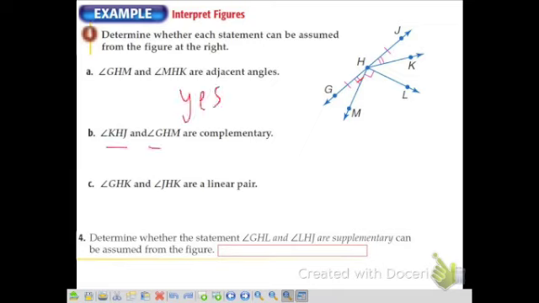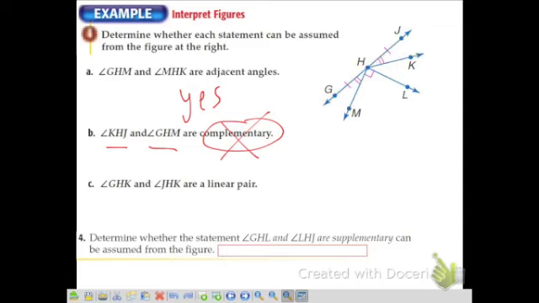For KHJ and GHM, so we look on our picture where those are, K to H to J, G, H, M, it asks if they are complementary. Well, the answer here is we don't really have enough information. Actually, we might have enough information to say no for sure, but what we can see between these is that they are congruent, not complementary.